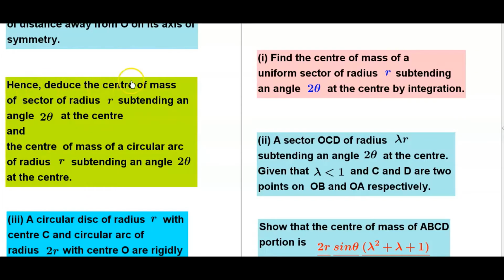Hence, deduce the center of mass of a sector of radius r subtending an angle 2 theta at the center and the center of mass of a circular arc of radius r subtending an angle 2 theta at the center.